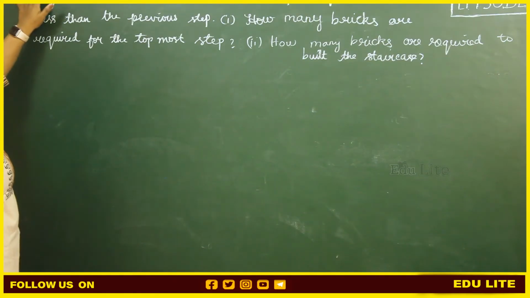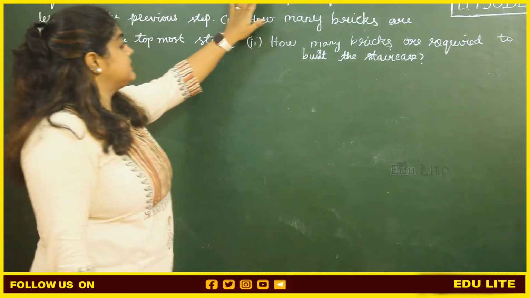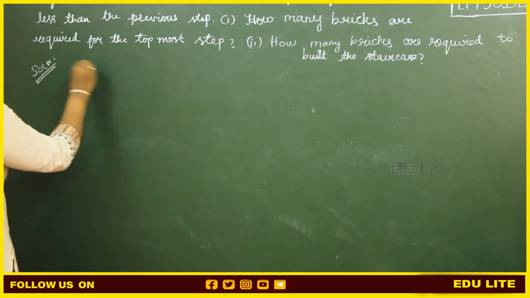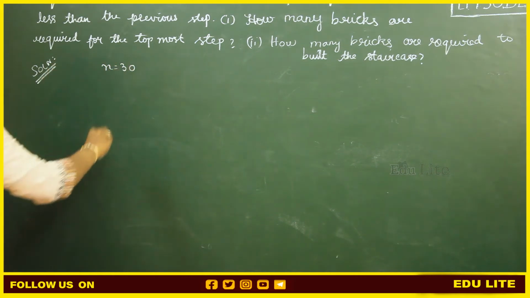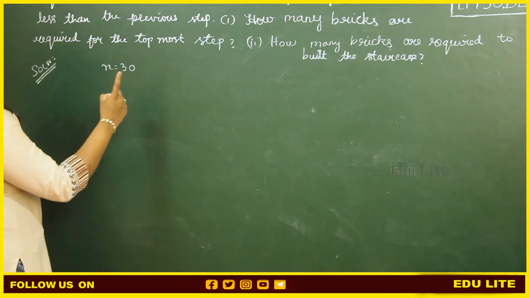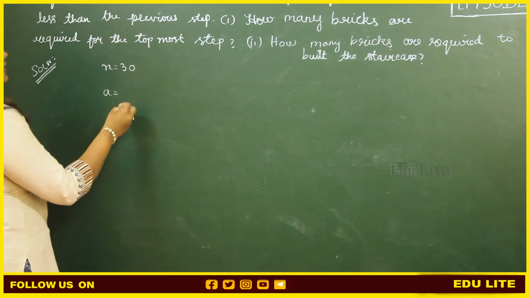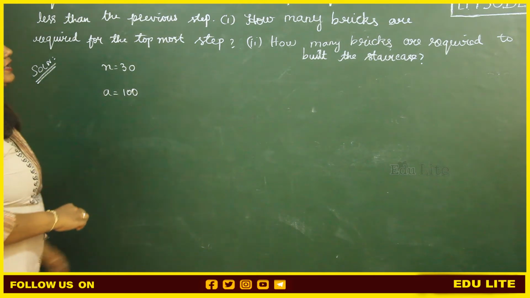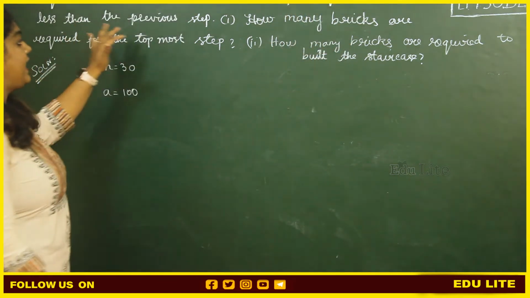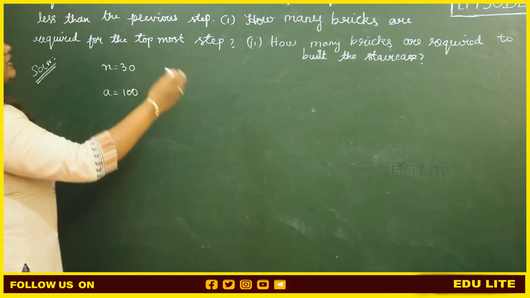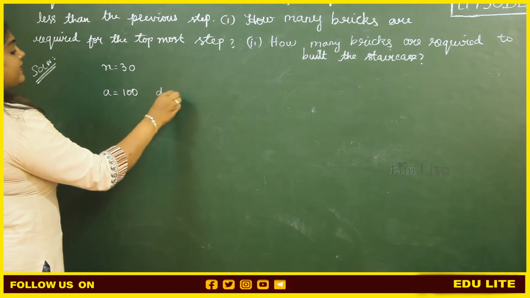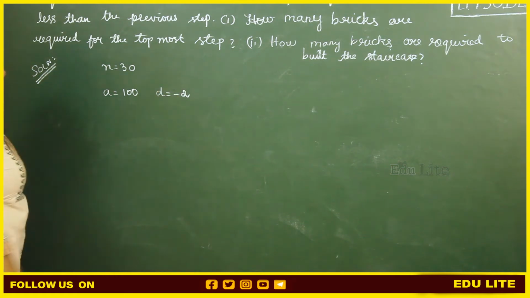In the 10th problem, a brick staircase has a total of 30 steps, which means n is equal to 30. The bottom step requires 100 bricks, which means the first term. Therefore, it can be represented as the value of a, which is 100. Next, each successive step requires 2 bricks less than the previous step. So it goes in the same order, and it will be considered as the value of d, which is minus 2.